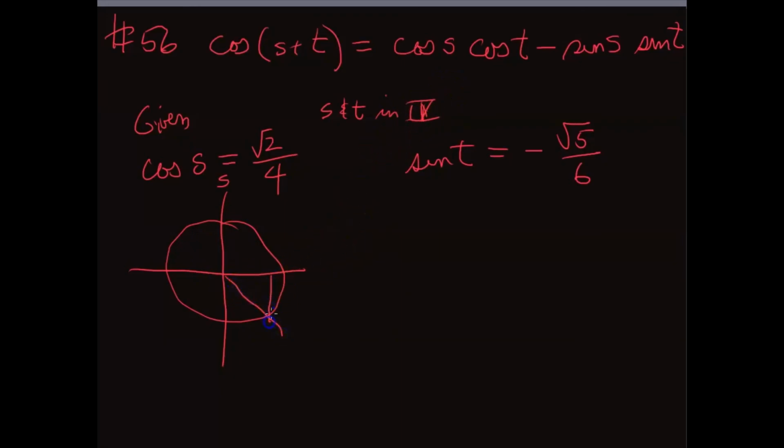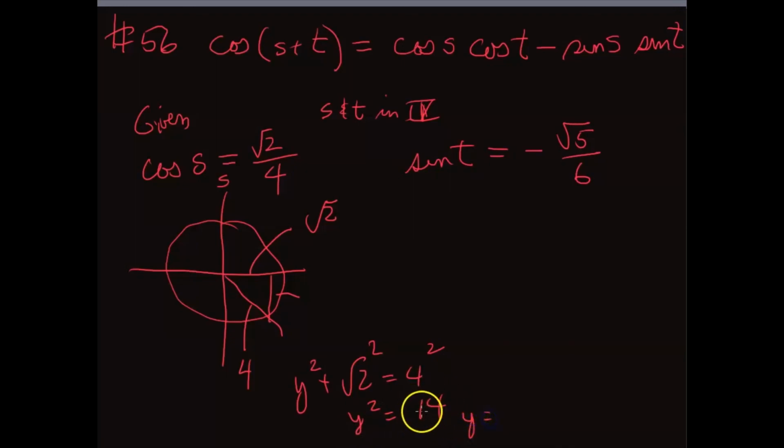Someplace over here. So the cosine is the adjacent, square root of 2, over the hypotenuse, which is 4. We can figure out what y is. Y squared plus the square root of 2 squared is equal to 4 squared. Y squared is 16 minus 2, or 14. And then y would be, do I use plus or minus? Well, it's in the 4th quadrant, so it's a minus square root of 14.